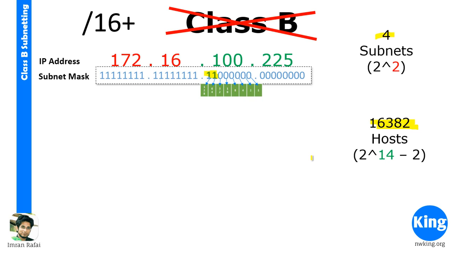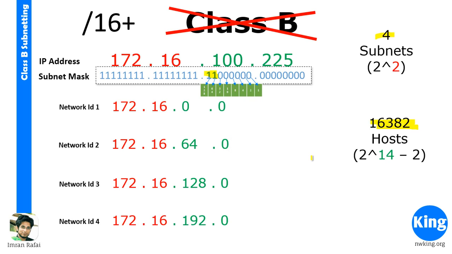How do we get the first network ID? This is something you should be doing like that. It should be second nature for you. The first network ID is 172.16.0.0. Exactly right.